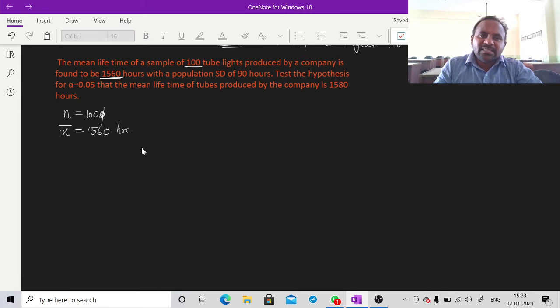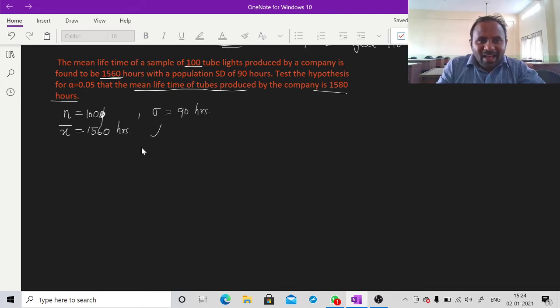And the population standard deviation is also mentioned. Population standard deviation is denoted with sigma, and sigma is equal to 90 hours. This is also mentioned in the question. And you are testing the hypothesis that the mean lifetime of the tubes produced by the company is 1580 hours. So the company is claiming that the average lifetime of a tube light is 1580 hours.